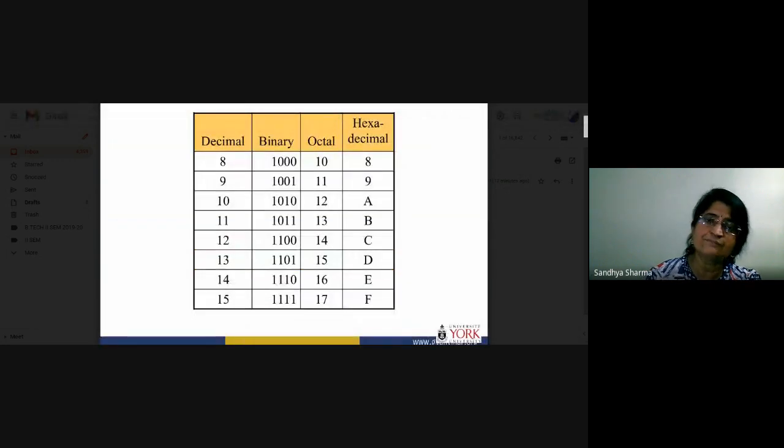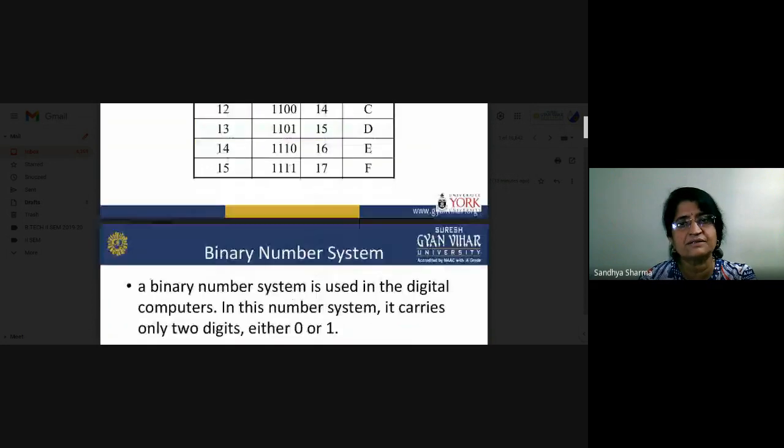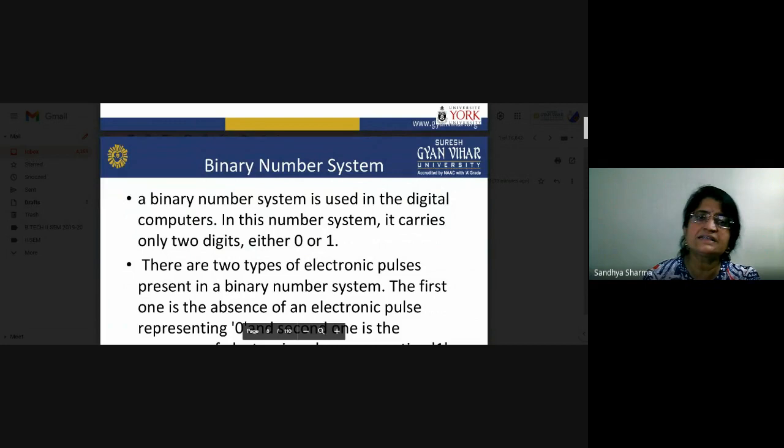So in further PPTs, we will see how you can convert one number system into another number system. First of all, we will see the very basic description of our binary number system.